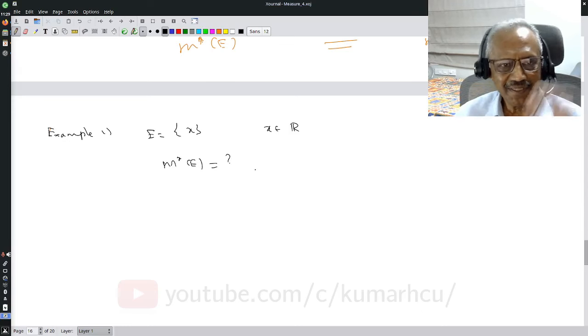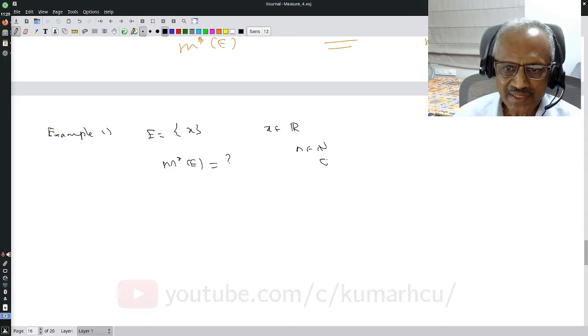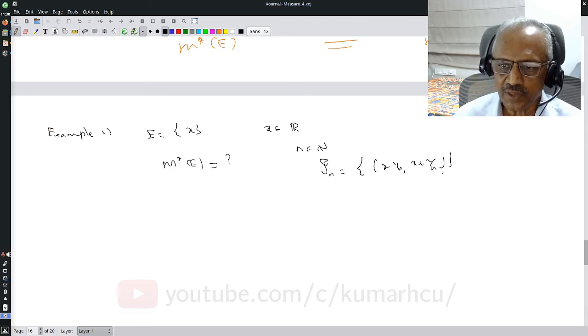Intuition will immediately say it is 0, right? But let's prove it rigorously. Notice that for each natural number n, I have one collection I_n, which consists of only one element, namely (x - 1/n, x + 1/n). This is the only thing. n is not allowed to vary. Do you understand that? This is a singleton.